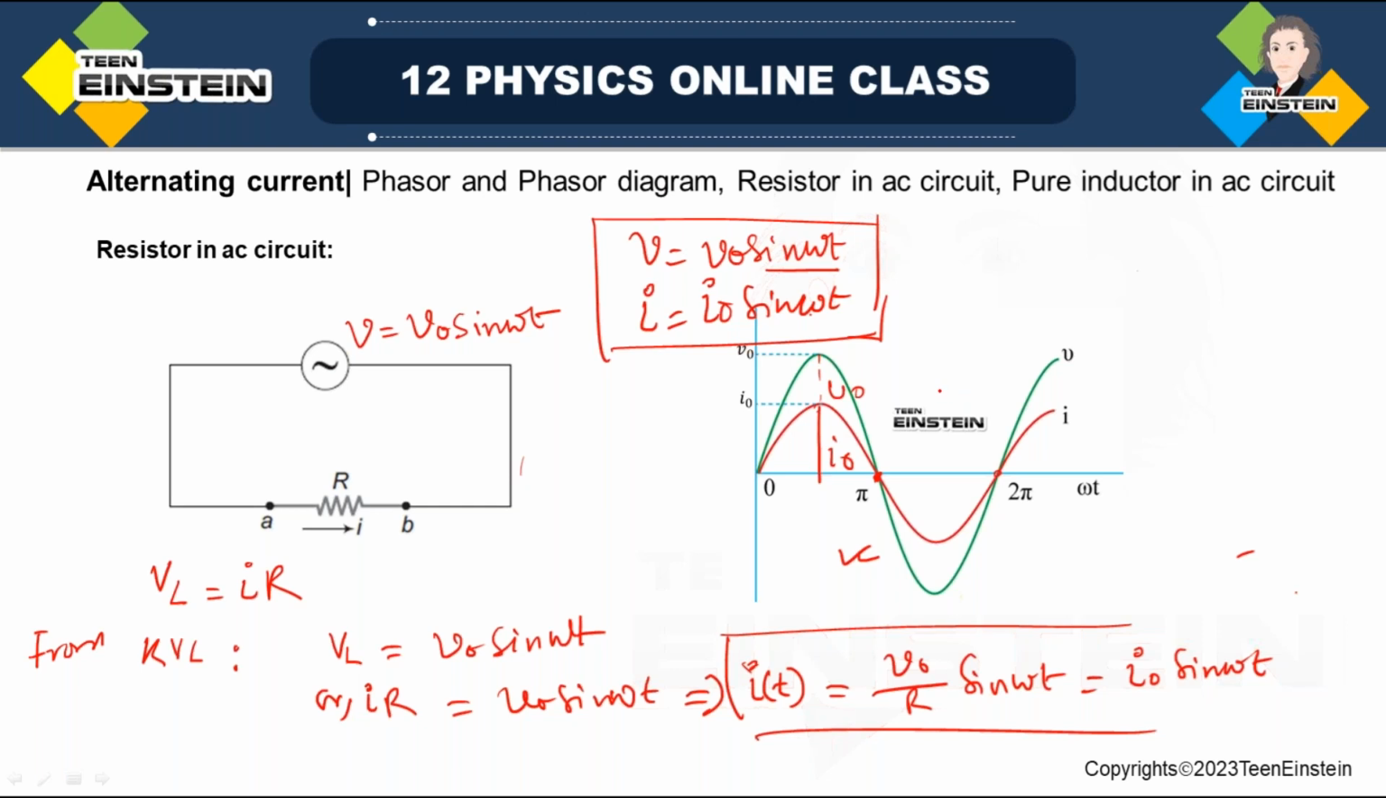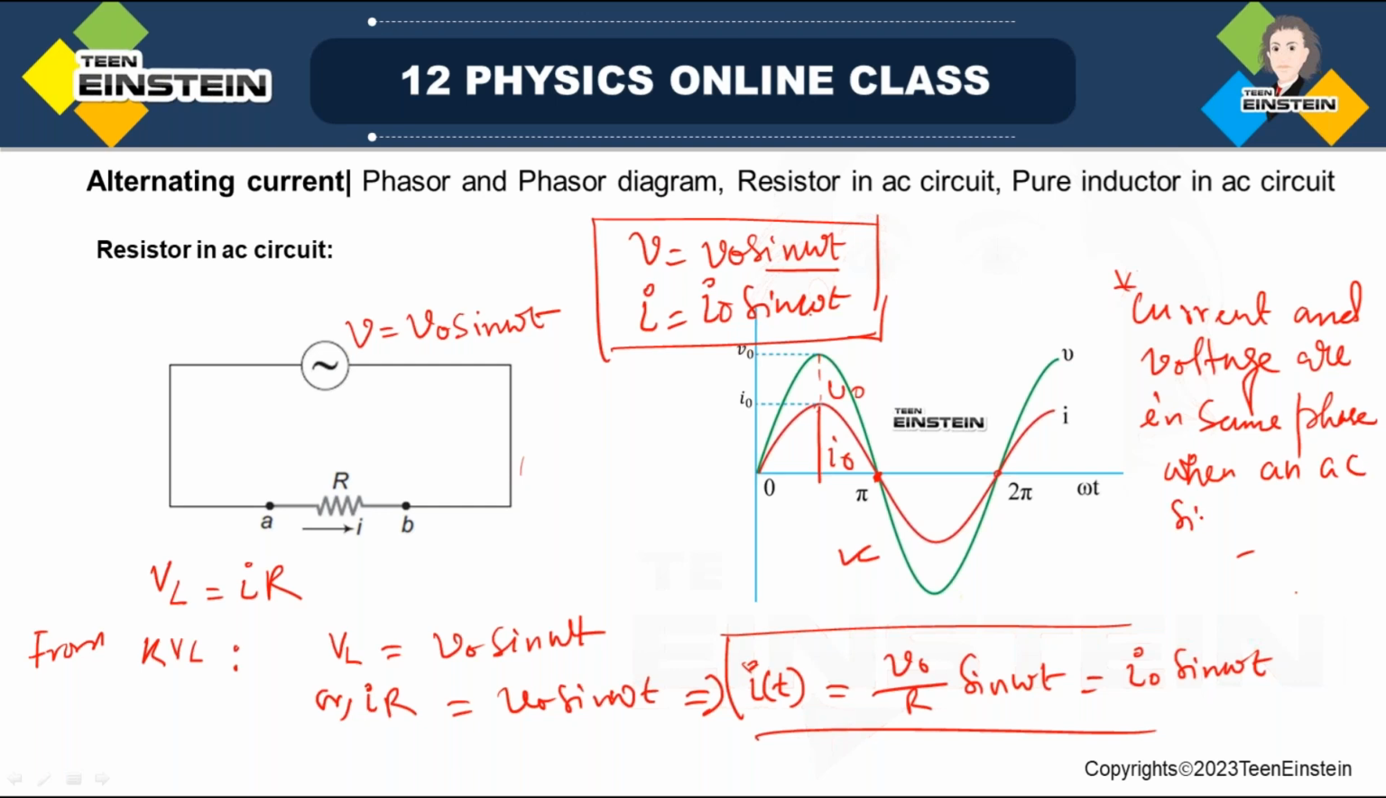Another point is that when the maxima and minima are at the same points for two waves, then it is called that current and voltage are in the same phase when an AC signal is sent to a resistor.